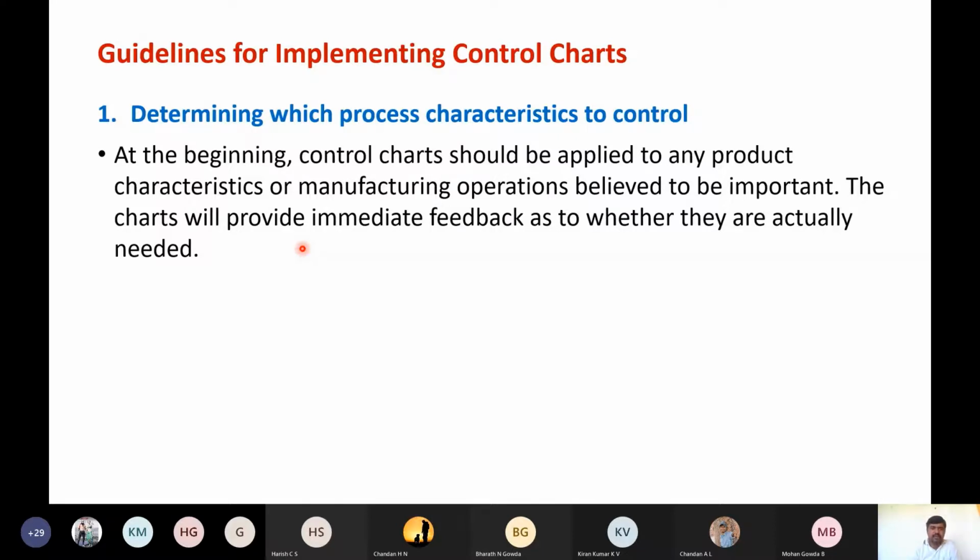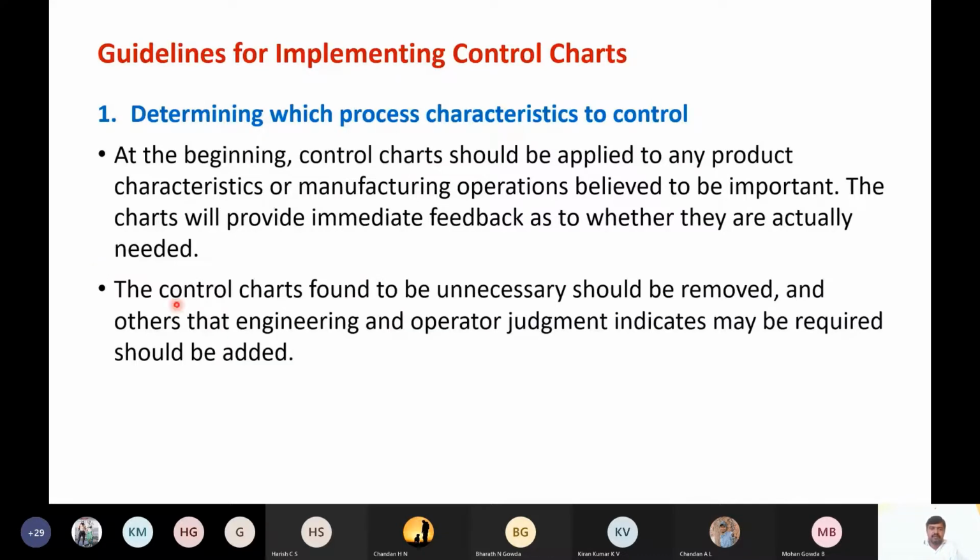The control charts found to be unnecessary should be removed, and others that engineering and operator judgment indicates may be required should be added. If you keep on retaining the control charts from the beginning of production to the end, you may have a number of control charts. It may not be necessary to keep all those control charts. You can remove them. If it is based on computer software, you can delete them. If it is a printout, again you can replace them with required control charts.